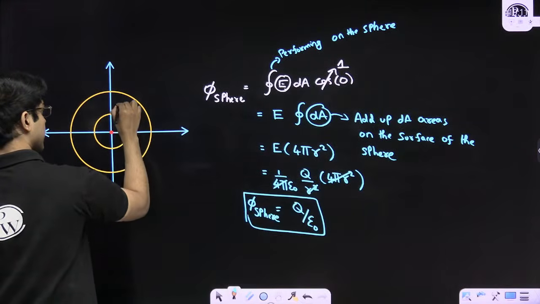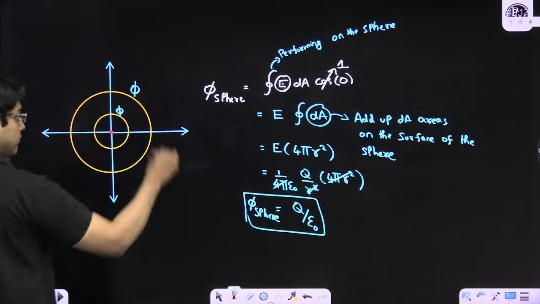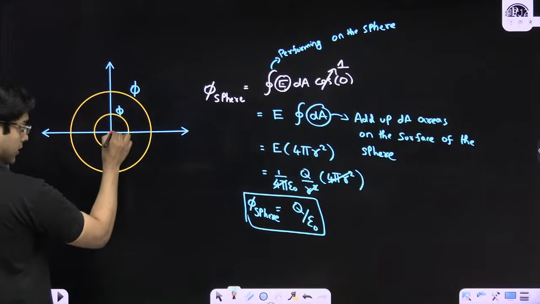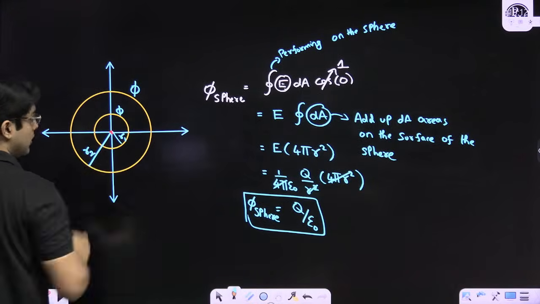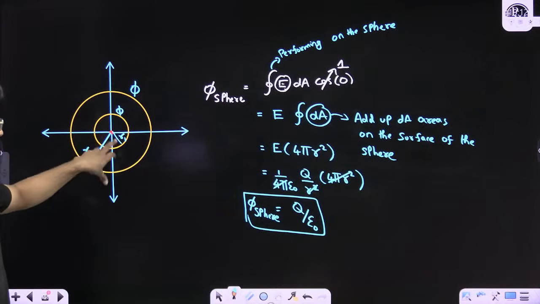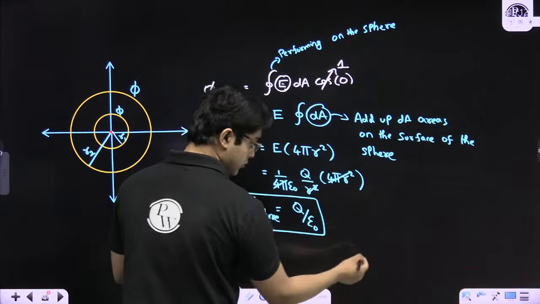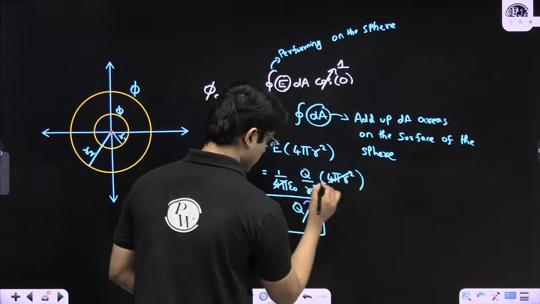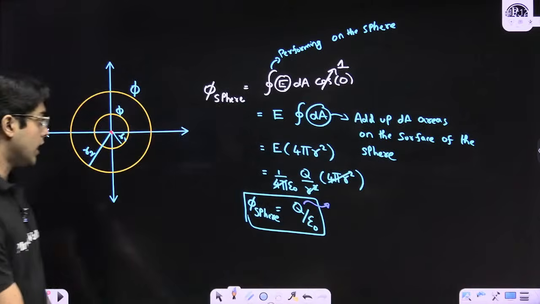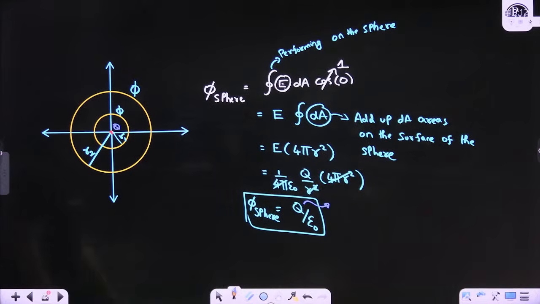So if the inner sphere has a flux phi through it, then the outer sphere will also have the same flux. So flux will have nothing to do with the radius. So if this radius is R1 and this radius is R2, flux will have nothing to do with this radius. And that is what we are seeing here also. The flux only depends on this charge Q, right? Flux only depends on this charge Q at the center.